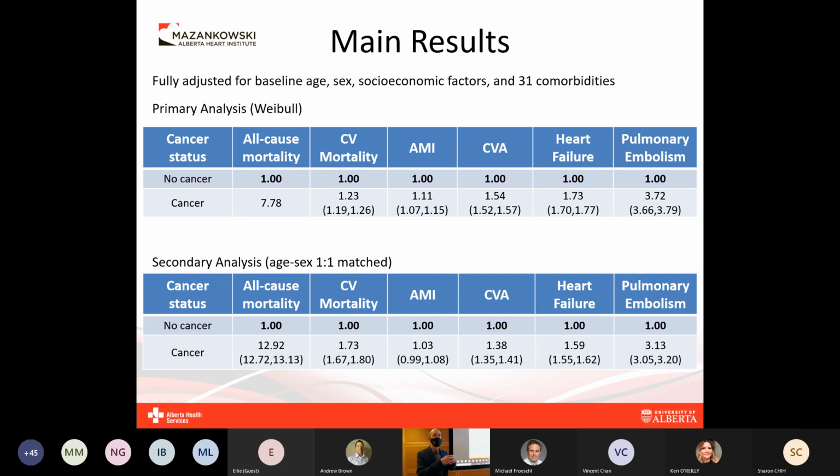So the cancer group is at risk for many different types of cardiovascular event, not just heart failure. Okay, so that's the take-home message. We're focused on heart failure in this group, but they're at risk for many cardiovascular events.